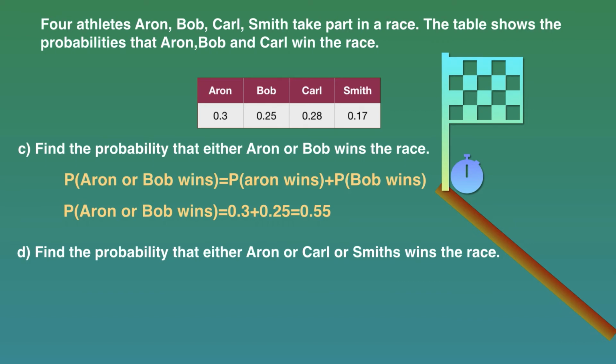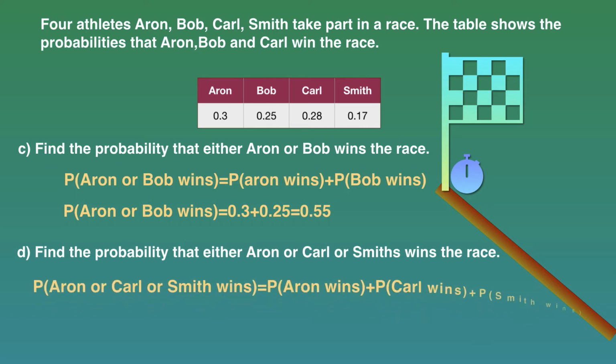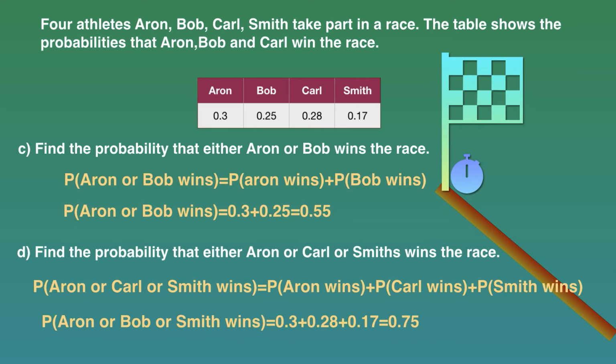For part D, we need to find the probability that either Aaron or Carl or Smith wins the race. These events are also mutually exclusive. Therefore, we add the probability of Aaron winning the race with the probability of Carl and Smith winning the race, which was calculated in part B. This together will give us 0.75.